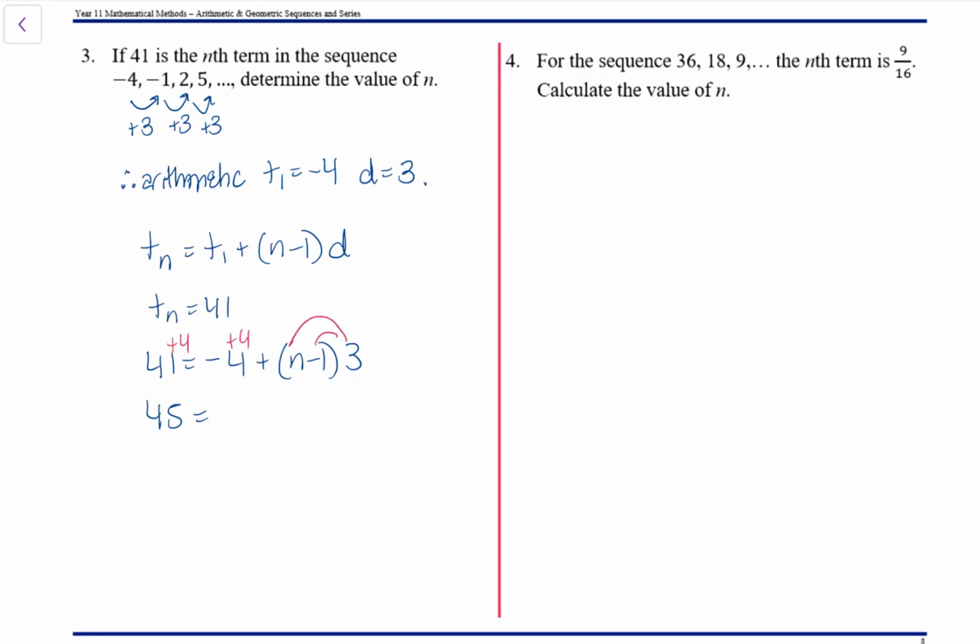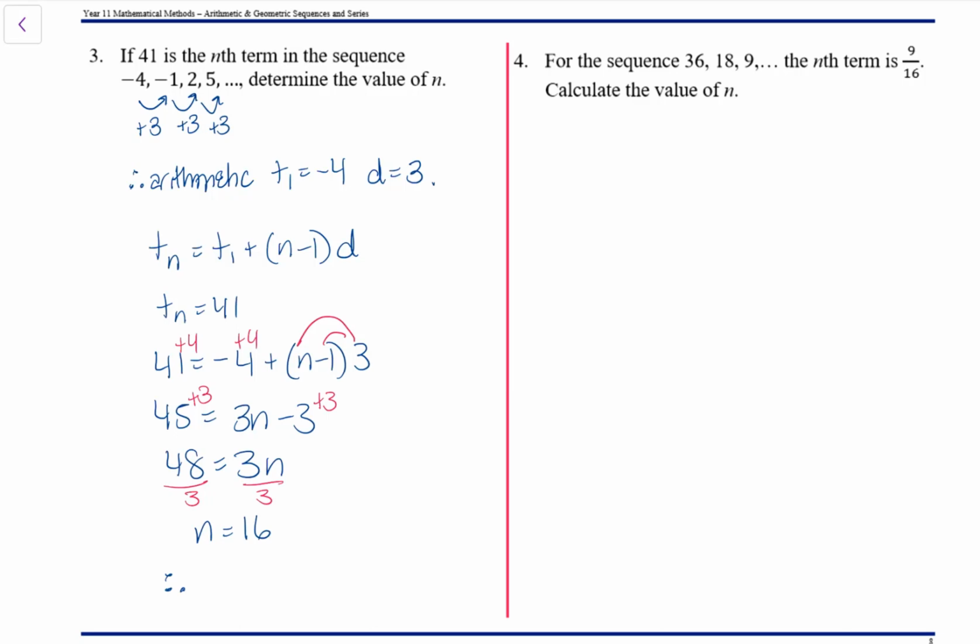45 equals n minus 1 times 3. Let's expand. 3 times n is 3n. 3 times -1 is -3. Get our numbers to one side. So 48 equals 3n, and then 48 divided by 3 is 16. So therefore, n is 16. Just state the value of n.